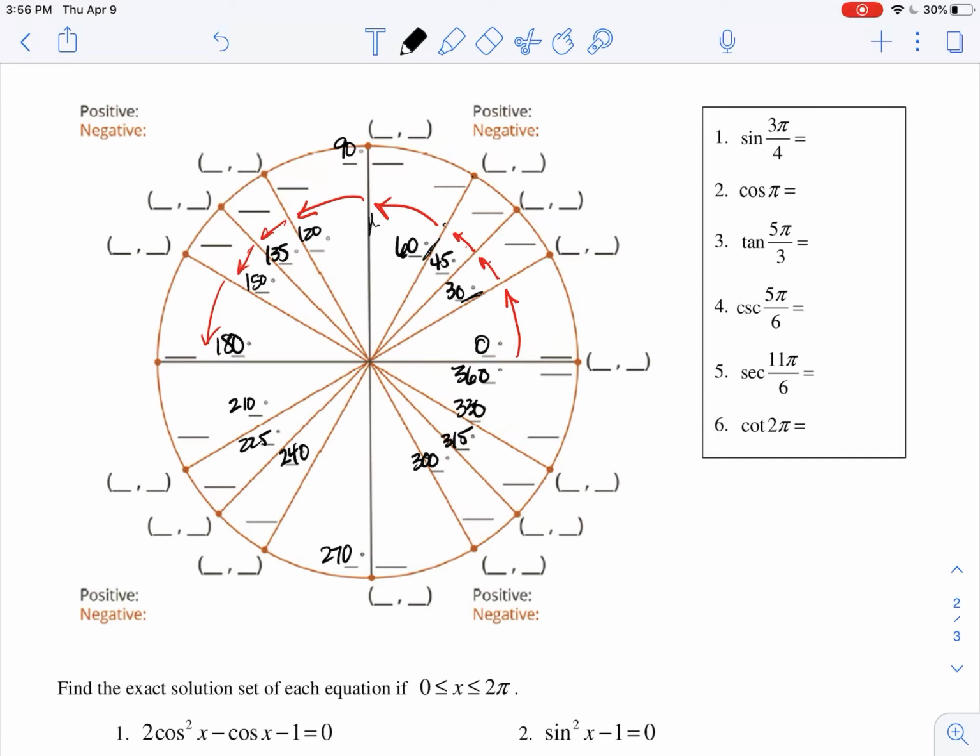Now the other pattern is that it jumps 30, 15, 15, 30 every quadrant. Add 30, add 15, add 15, add 30. And so you can keep going around and getting those values that way.